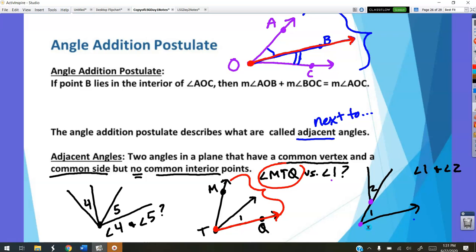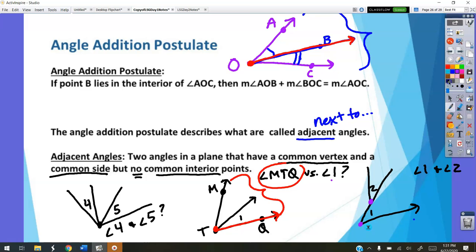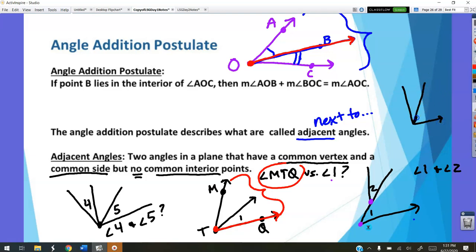So adjacent, most of you I think are pretty comfortable identifying adjacent angles, but they really do need to be right next to each other. They need to have that common shared side in the middle, and they need to have that same vertex. So you can only do angle addition if you have adjacent angles.